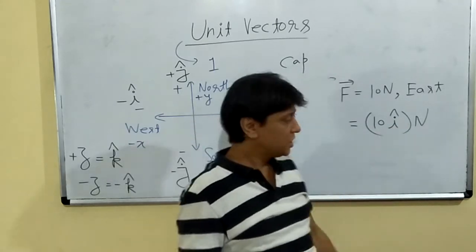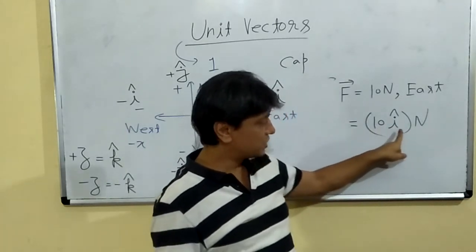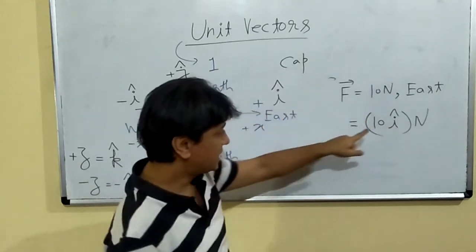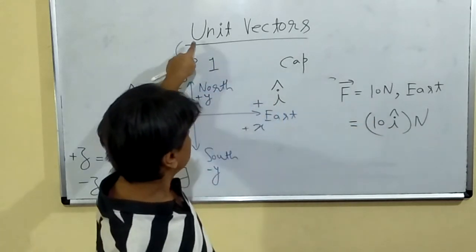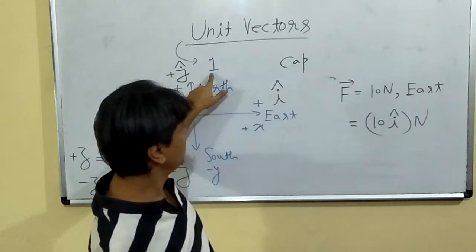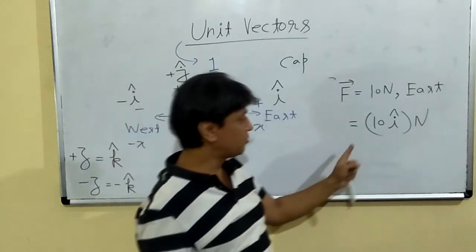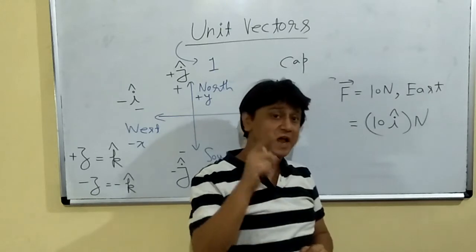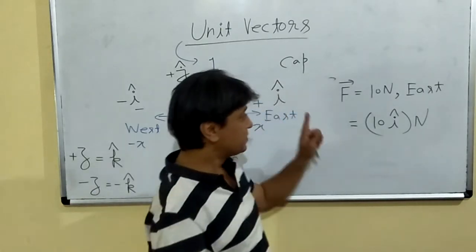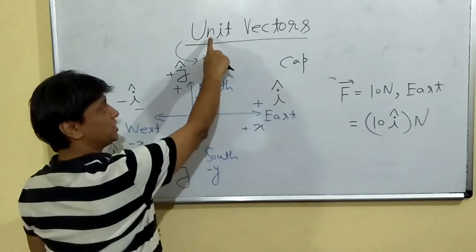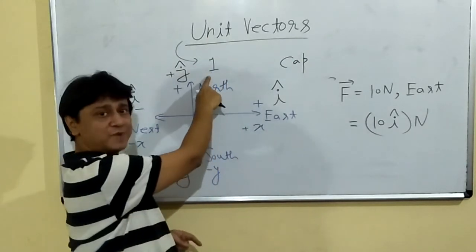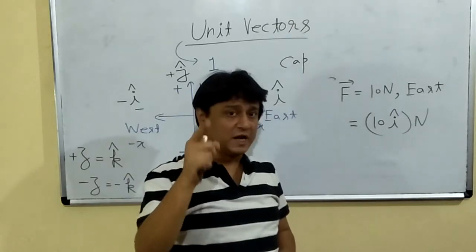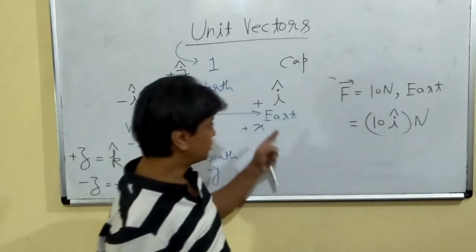10 i cap. You are multiplying 10 with i cap. Now, what is the magnitude of i cap? I cap is called unit vector. Its magnitude is what? 1, which means you are multiplying 10 with 1. If you multiply 10 with 1, then 10 will remain what? 10 only. That's the reason we choose a unit vector. Unit means something whose magnitude is what? 1. The moment I say i cap, you know that you are dealing with direction, and that direction is what? East.